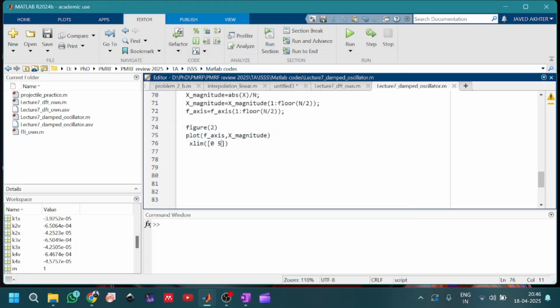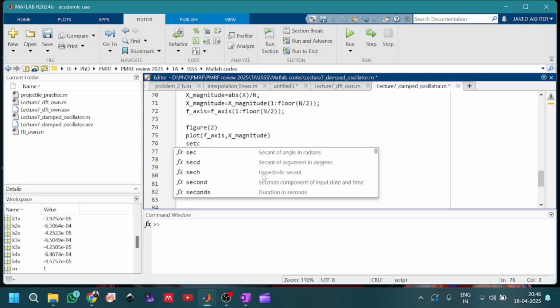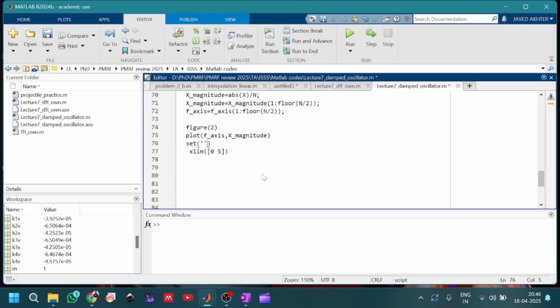And also, you can set your y-axis in log scale. So for that you have to write this command, set gca, then you have to specify your y-axis.